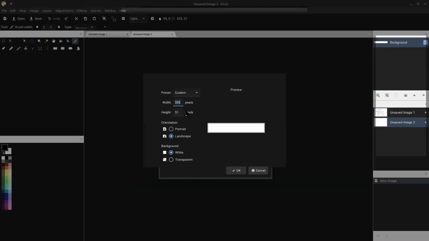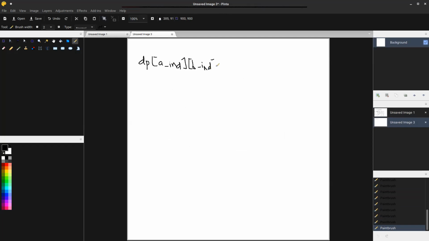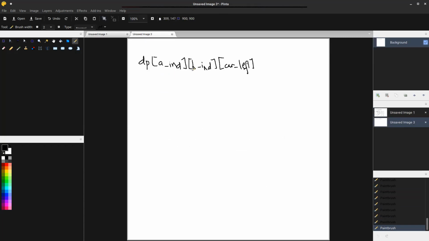Oh my God, why is it so small? There we go, much better. So DP of A index, B index, and car left. This DP returns true if, at the moment I have the state where the first card at A has index A_int, the first card at B has index B_int, and the number of train cars left is car_left. Cool. So this also tells me exactly which car I need to fill right now.